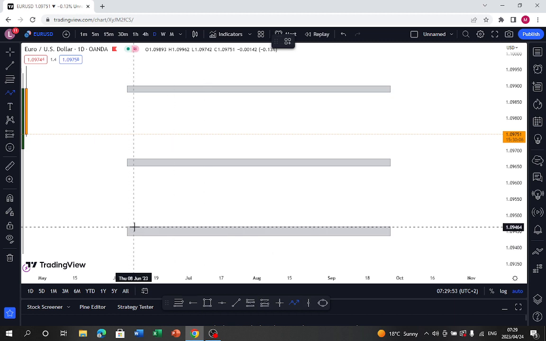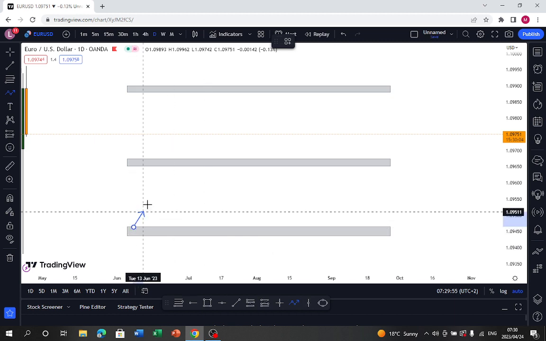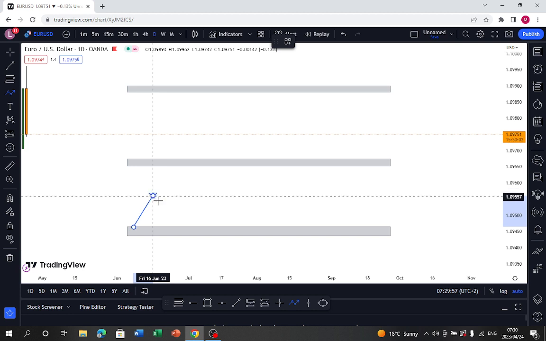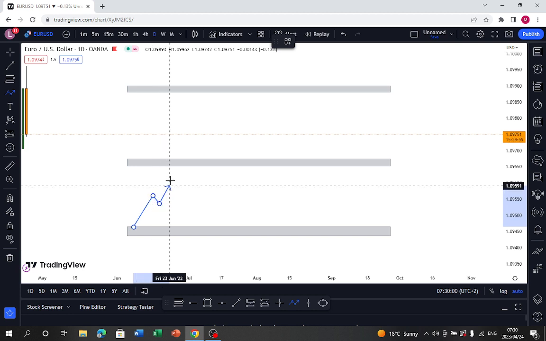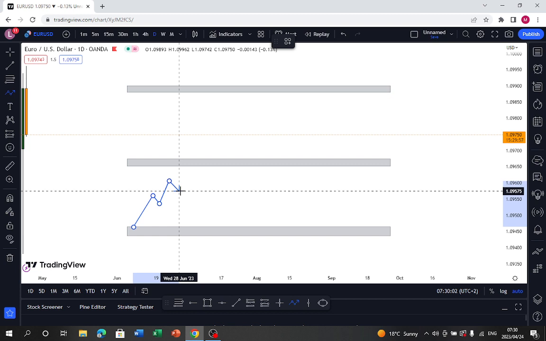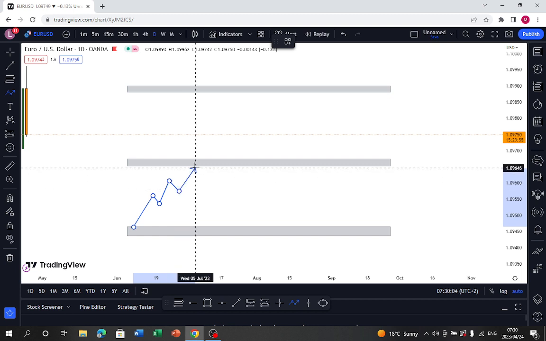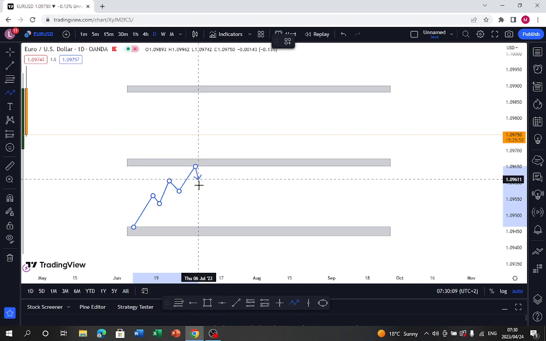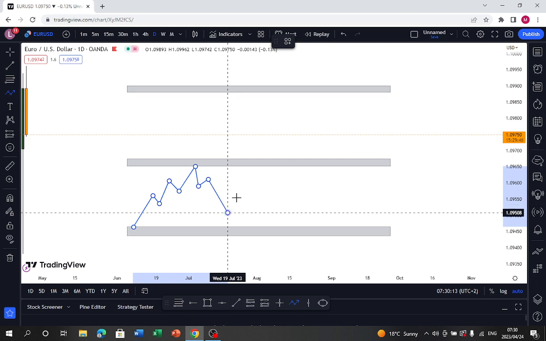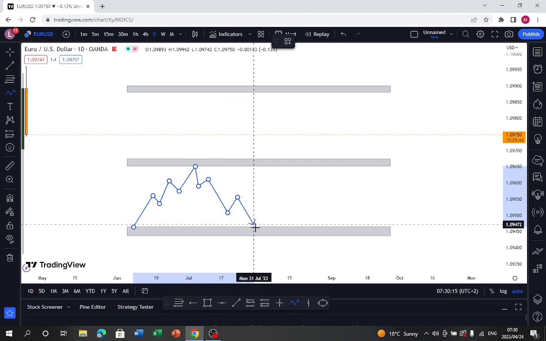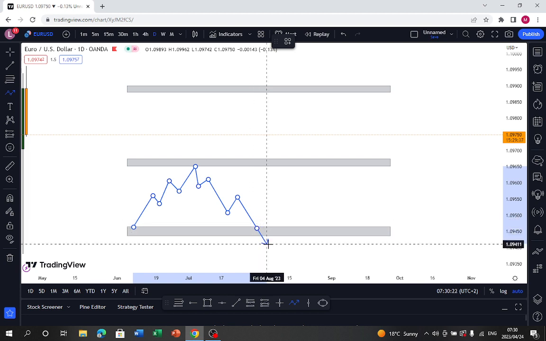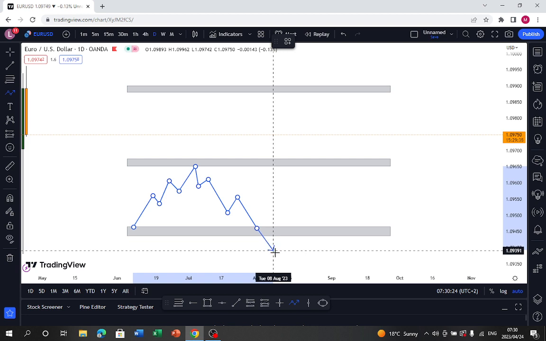This is our floor. So when we are on the floor, we are looking for the market to do something like this, and reach the ceiling. When it reaches the ceiling, we're expecting something like this to reach the floor. A number of things can happen to the floor. It can break this floor and come back down.